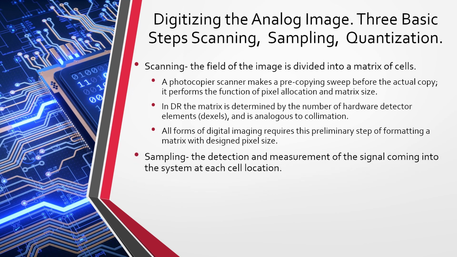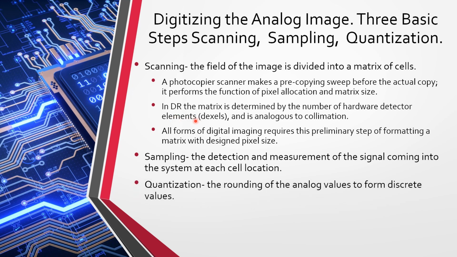Sampling is the detection and measurement of the signal coming into the system from each cell location. So this kind of makes sense. The word sampling just means that you're taking data in, right? It's the detection and measurement of the signal coming from each of the cell locations, and for us, it's going to be of each of the dexels. So it's the collecting of the data from the dexels.